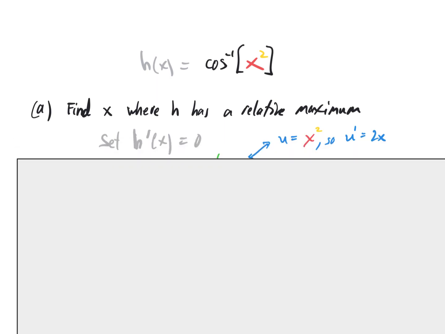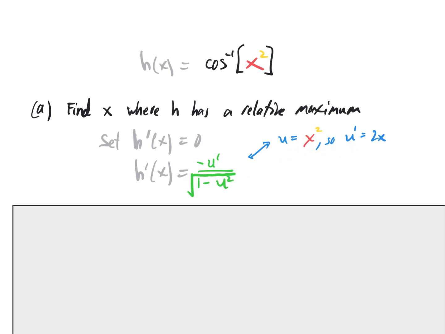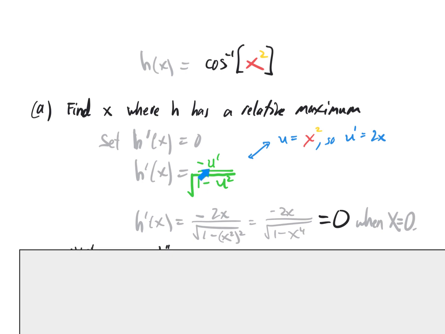We'll set h prime equal to 0. So we have a formula for the derivative of arc cosine, and it is the opposite of u prime over the square root of 1 minus u squared. So u is x squared in this function, so u prime will be 2x. So h prime of x will be negative 2x over the square root of 1 minus x squared, using the formula. So that simplifies to this, but we're setting it equal to 0, and fractions are equal to 0 only if the numerators are 0, and the numerator is 0 when x is 0.